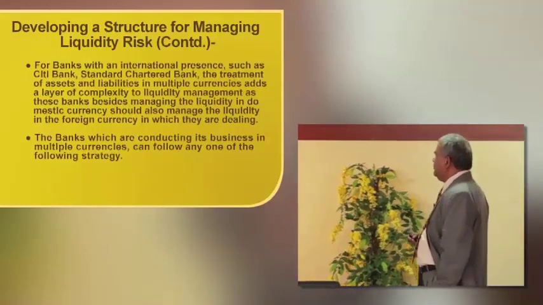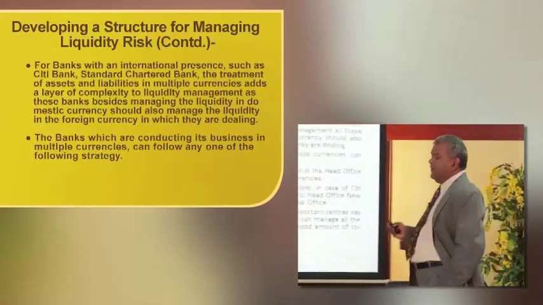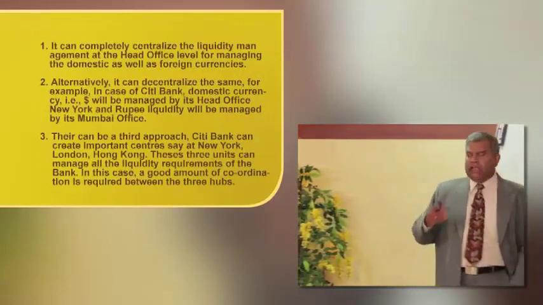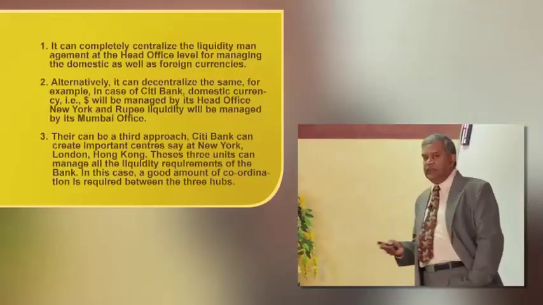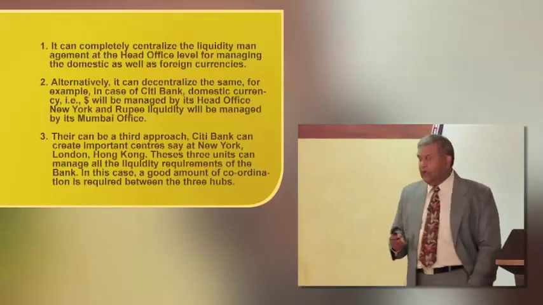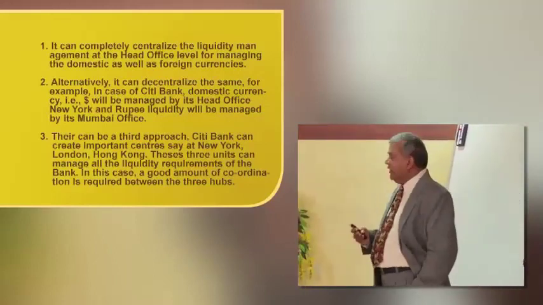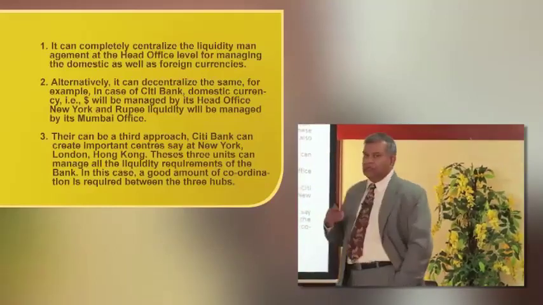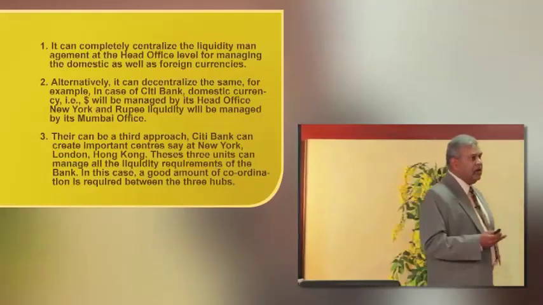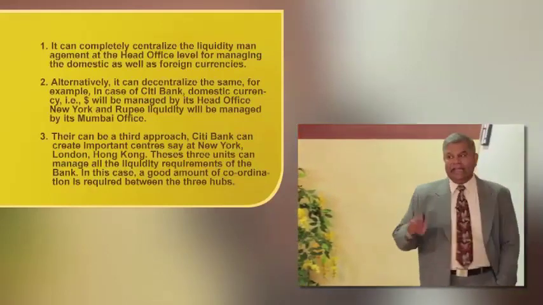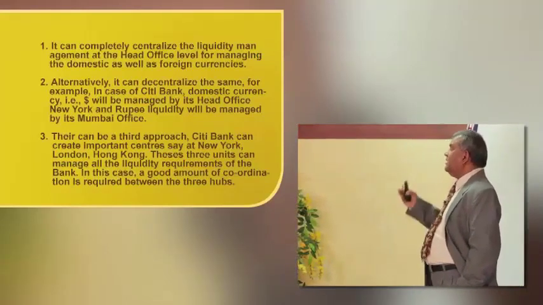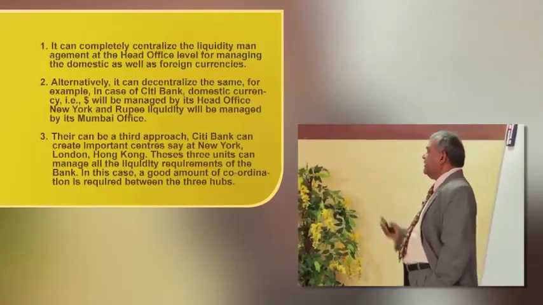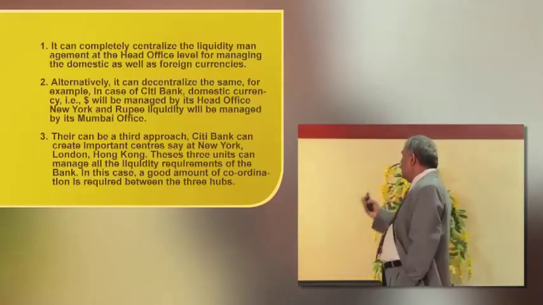The banks which are conducting their business in multiple currencies can follow any one of the three strategies given below. One strategy is that all the currency management, let us think, you take the case of Citibank New York, let us think it is the head office, can control the entire liquidity risk from New York, including their operation in rupee, meaning rupee inflows and outflows, the operation in Hong Kong dollar inflow and outflow, and internationally dollar. It means everything is controlled from head office. This is one approach. The second approach is they can also decentralize.